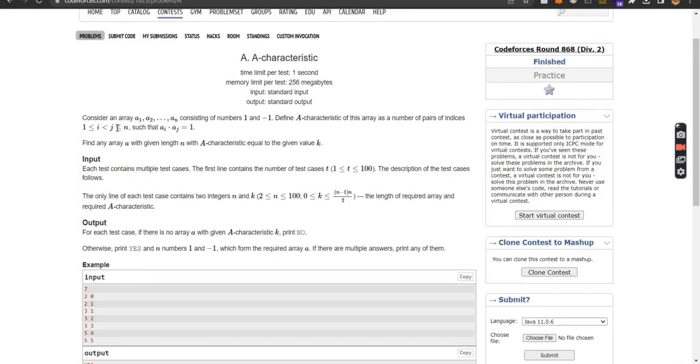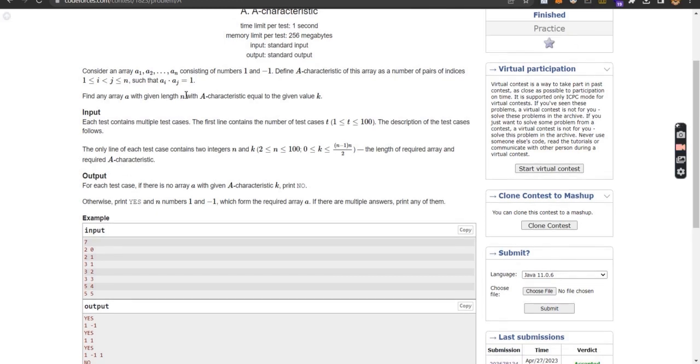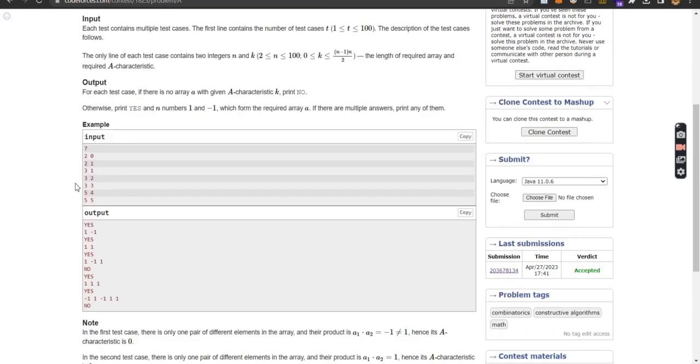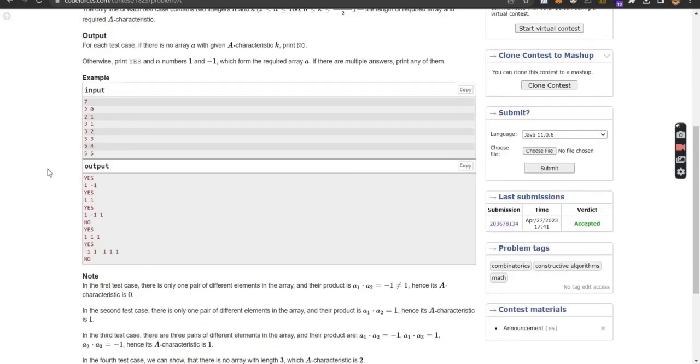Basically, in this problem, you are given an array size, and you need to construct an array which can only consist of 1 or -1. They define a property known as A characteristics, which is basically when you take two indices from the array, and you find the product of the elements at those positions, and if it turns out to be 1, the A characteristics of that array increases by one. You need to construct an array of size n with A characteristics equal to k. Let's take the second last example for understanding.